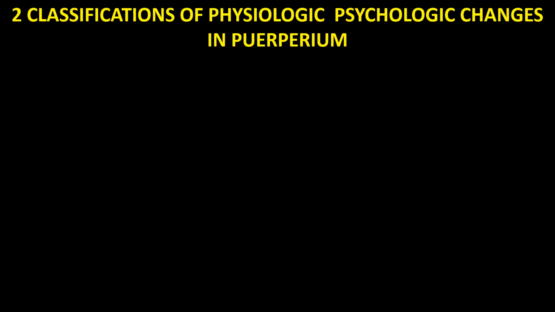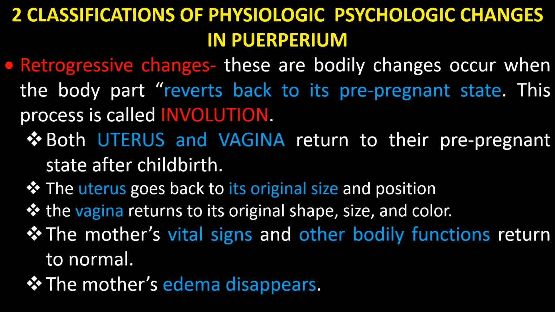Now, we have two classifications of physiologic and psychological changes during the postpartum period. So dito kasi sa postpartum period natin, maraming mga pagbabago ang nagaganap. So yung mga dating itsura ng katawan ng nanay, dating mga anatomical appearance ng bodily organs ng nanay, bumabalik na sa dati. Now, what are these types of changes?